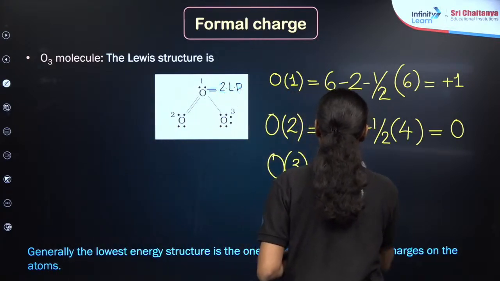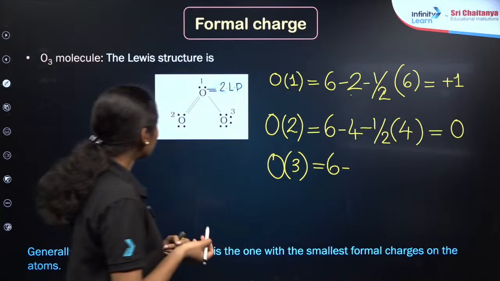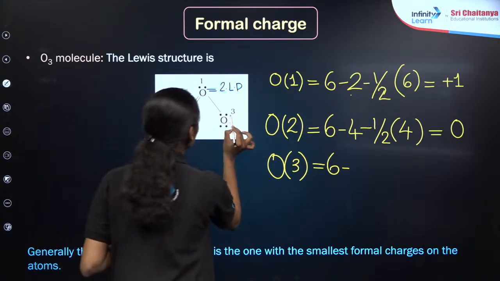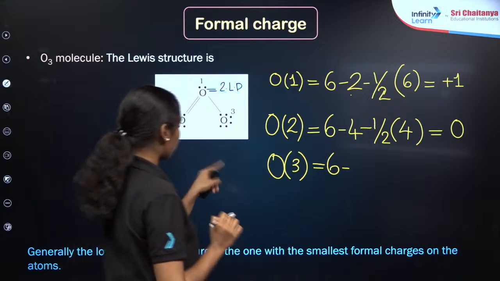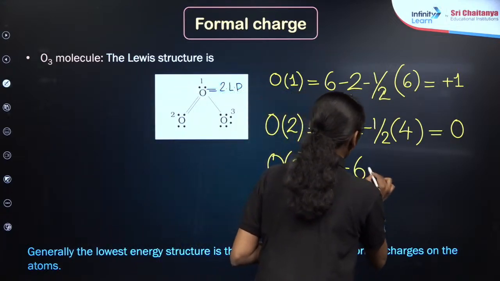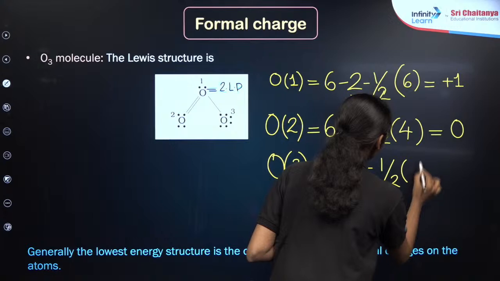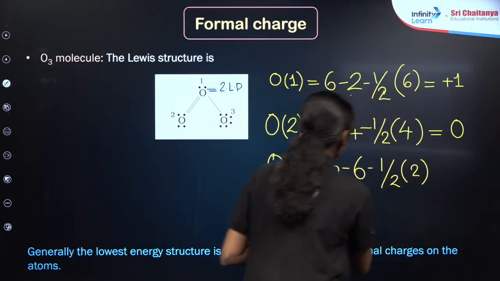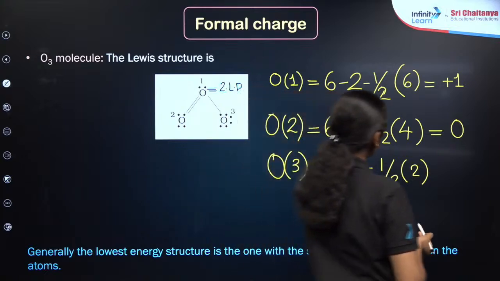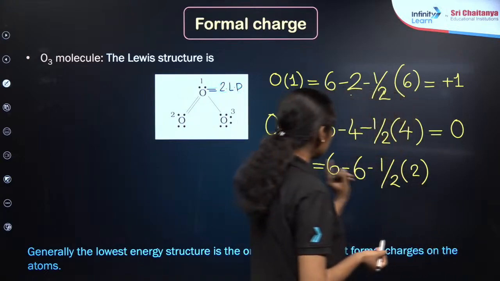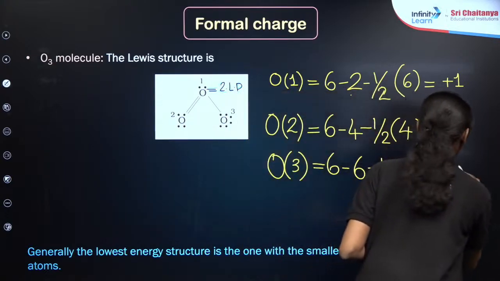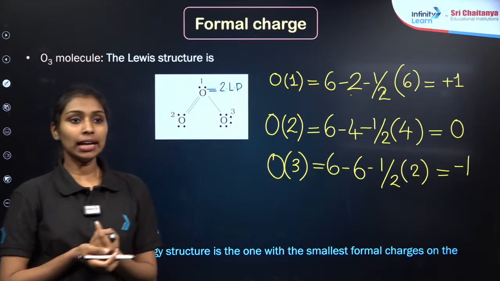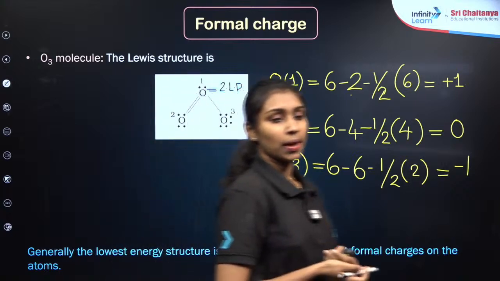6 minus. Then what about the lone pairs here? As you can see here, in the third oxygen, it is 1, 2, 3, 4, 5, 6 electrons, right? So I am taking here 6 minus. How many bond pair electrons are present here? 2 electrons, right? So 6 minus 6, 0, minus 1 by 2 by 2, that is equal to 1, right? 0 minus 1 is equal to minus 1. Therefore, minus 1 will be the formal charge of the third oxygen present in the ozone molecule. Clear how to calculate the formal charge?